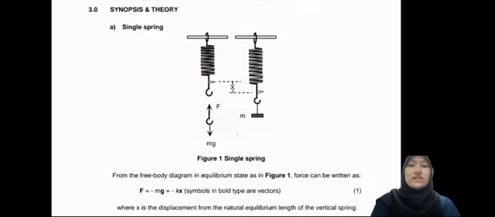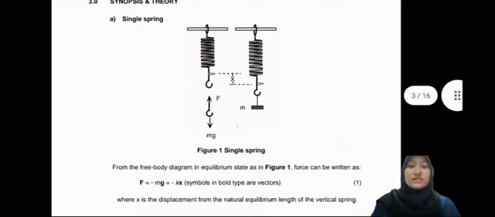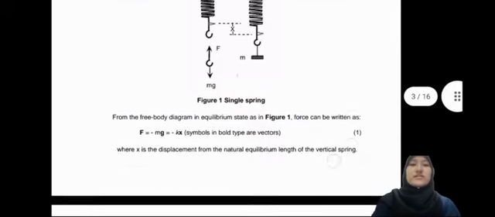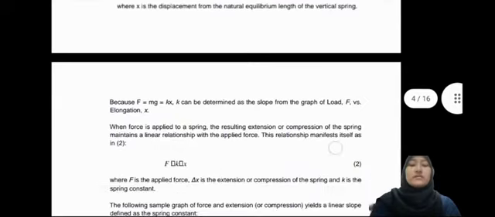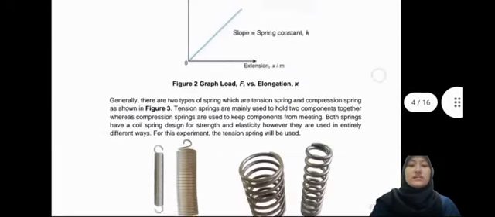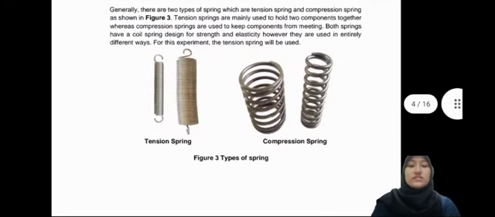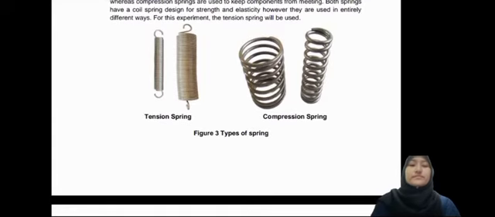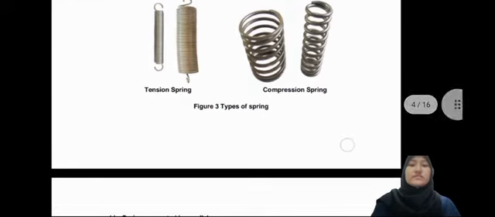The theory has 3 sections. The first one is A, single spring. So this is a single spring, and the single spring has 2 types: the first one is the tension spring, and then the compression spring. This is a type of spring in tension spring.